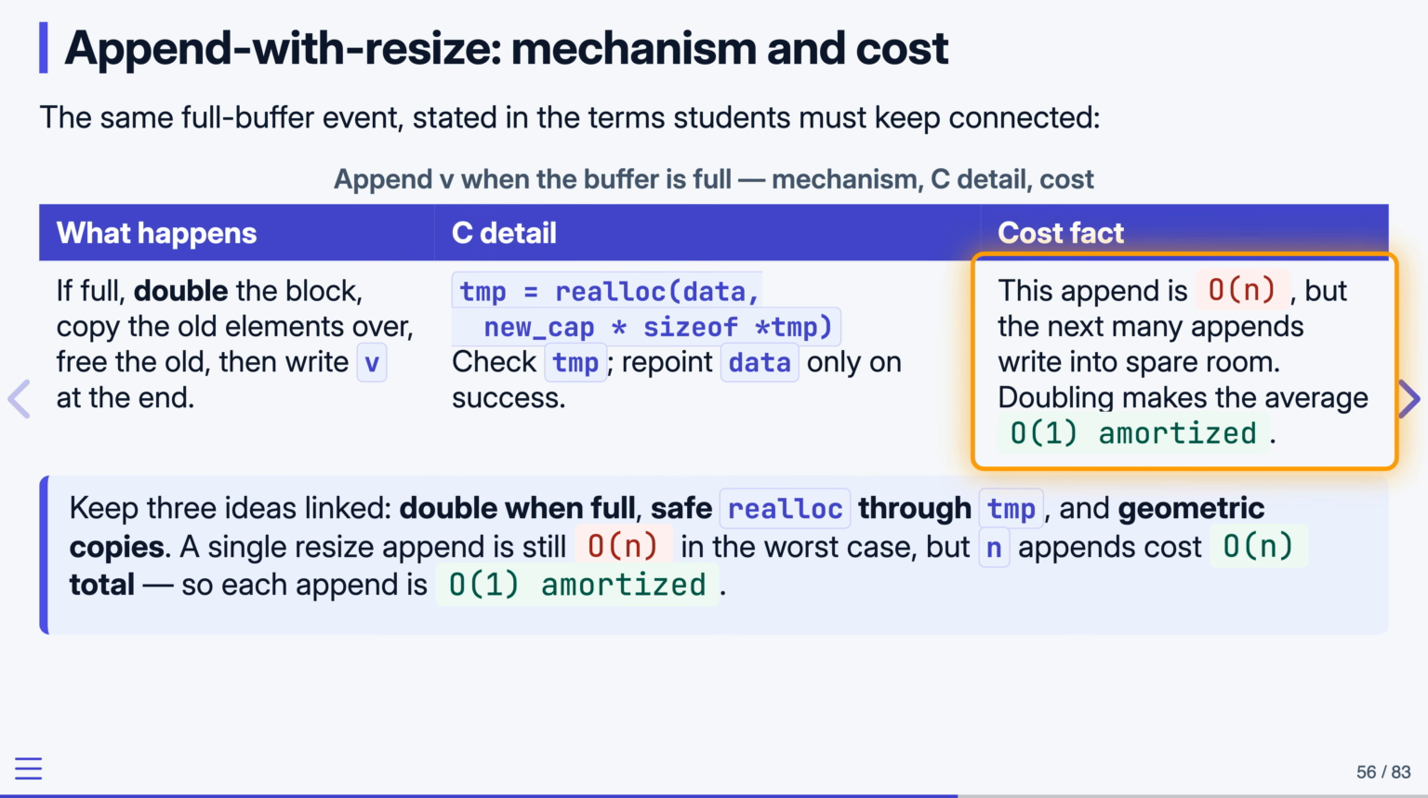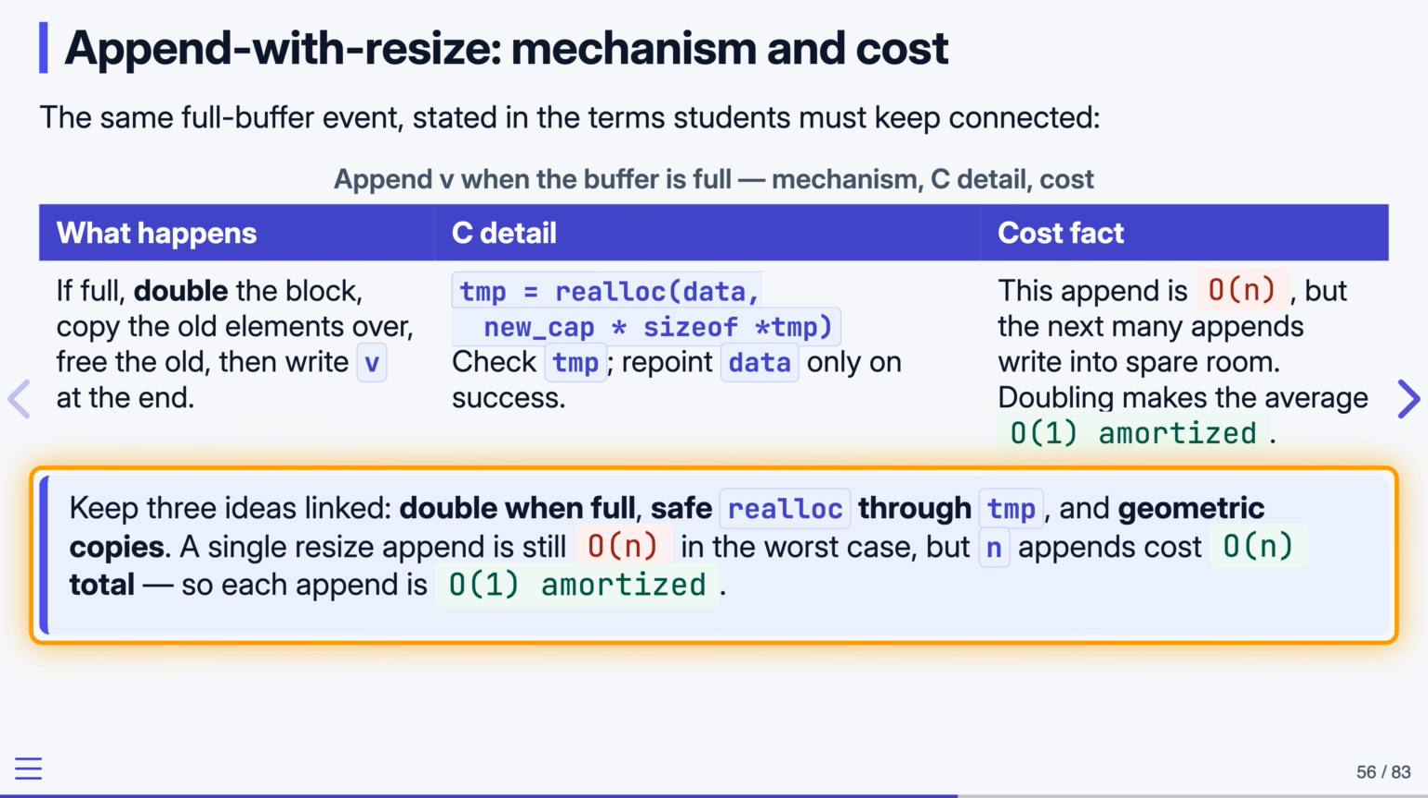And the cost fact. This one append is big O of n because it copies every element, but the next many appends just write into spare room. Doubling spreads that cost out, so the average is big O of 1.